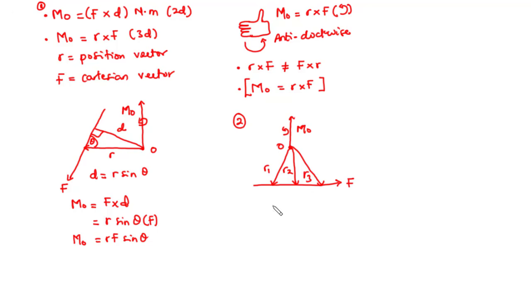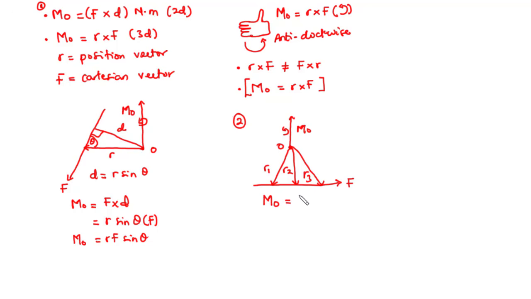So what we are saying is that given more than one position vectors, if you want to find the moment of the force about the point O, then you can have the cross product of any of the position vectors and the force, and we are going to obtain the same moment.